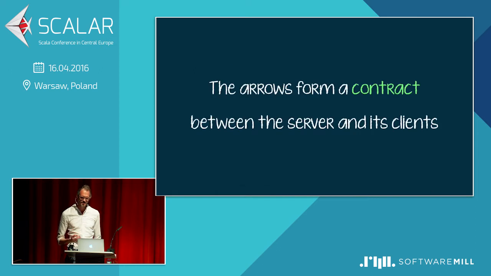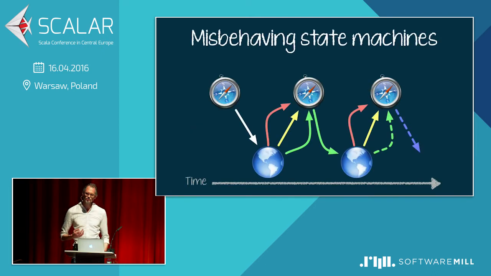So these arrows in between, they form the contract, a formal contract between the server and its clients. In HTTP, which is a uniform protocol, the client and the server, the resources, are actually completely decoupled. So there is no real contract at that moment. How do you enforce such a form of a contract? How can you make sure that the state machines behave in the right way?